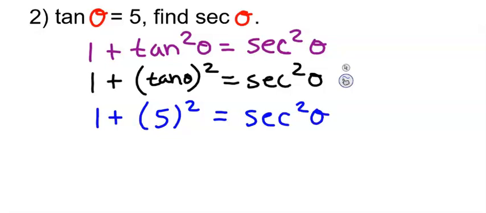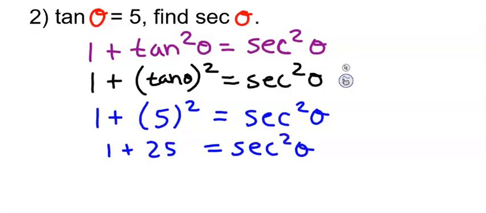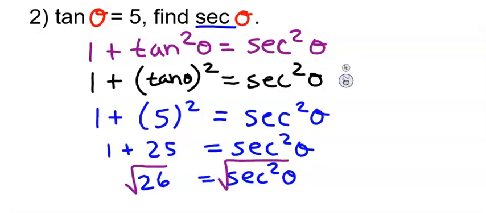All right, we know what 5 squared is, which is 25. So 1 plus 25 equals secant squared theta. So that's 26 equals secant squared. But remember, again, we don't need secant squared. We need secant. So here, take the square root of both sides again. And again, we're just going to talk about the first quadrant, which means everything's positive. So we're going to do the square root of 26 equals secant of theta.